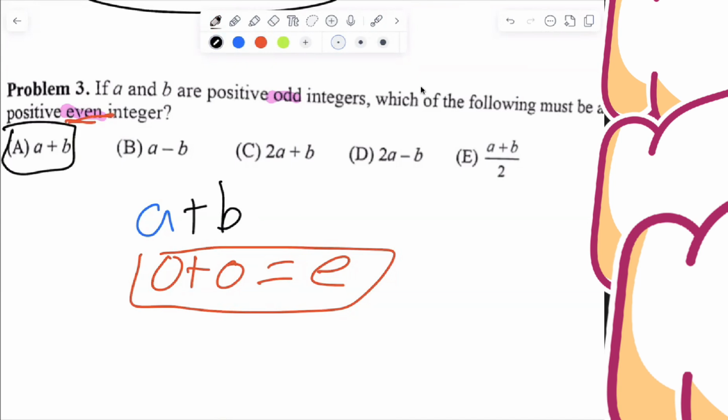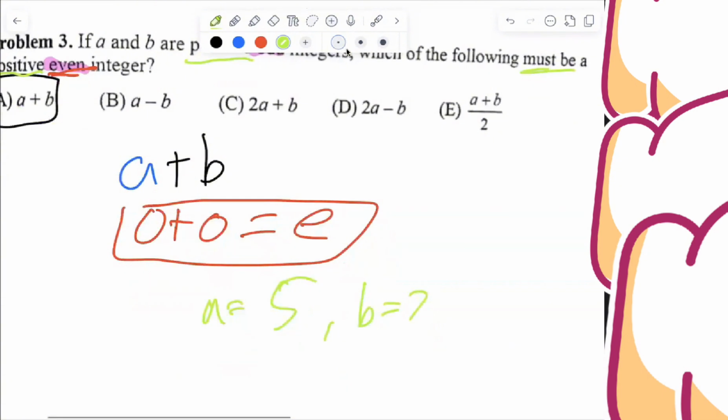And A minus B, well, why doesn't it work? Remember the question. Remember the statement: positive odd integers, which must be a positive even integer. See, it's trying to trick you. It's thinking that it's only even integers, but in reality, it has to be positive. And we do not know if it is positive. Like A minus B, for example, if I let A be 5, B equals 7, you'd get an even integer, sure. It's going to be 5 minus 7 is equal to -2, but that's not positive. So we can rule this out.